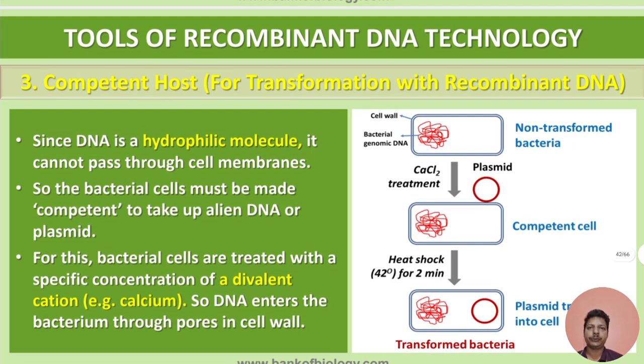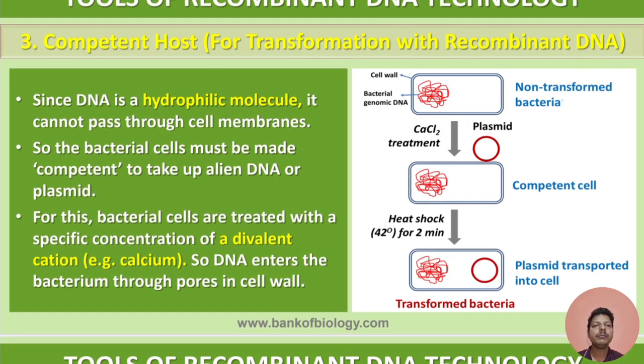Third is a competent host for transformation with recombinant DNA. Since DNA is a hydrophilic molecule, it cannot pass through the cell membrane. So the bacterial cells must be made competent to take up alien DNA or plasmid. For this, bacterial cells are treated with a specific concentration of a divalent cation, for example calcium. So DNA enters the bacterium through pores in the cell wall.